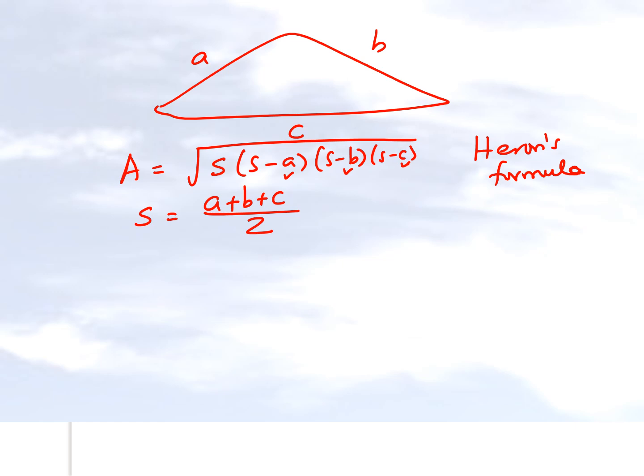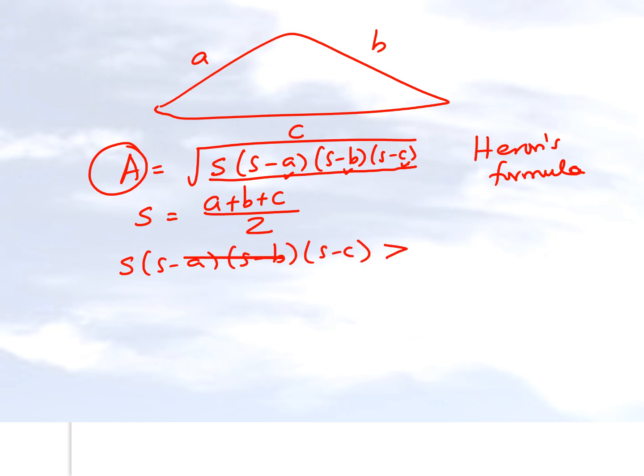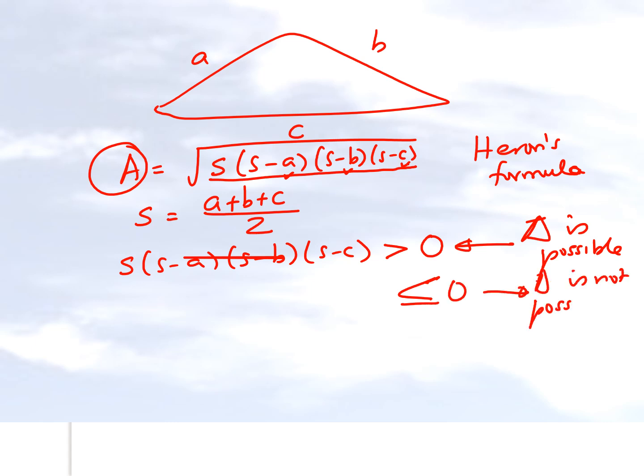So what that means is that if the value of what's under the radical sign here is 0 or less than 0, then you won't be able to calculate the area. So what you want to see is whether S times S minus A times S minus B times S minus C is strictly greater than 0. If this is true, then a triangle is possible. If it is less than or equal to 0, then the triangle is not possible. So you get a single criterion by being able to do this.